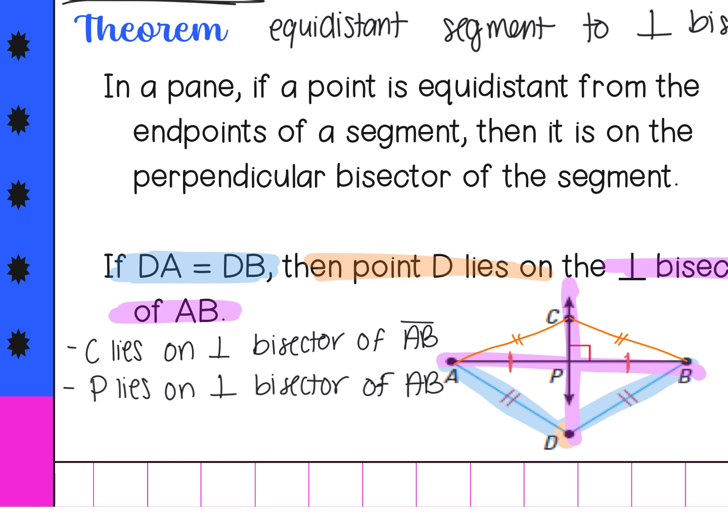Or I could also write CP is the perpendicular bisector of AB. Okay, so pay attention to the last one because it is the perpendicular bisector of AB.